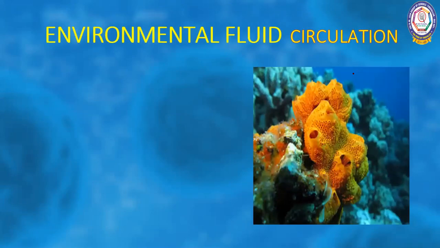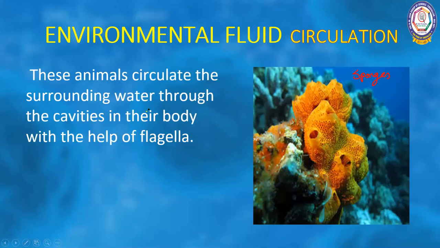Example, sponges. So in sponges, how is the circulation going to take place? It will have tiny pores. Through that pore, the circulation takes place. Just observe here. These animals circulate the surrounding water through the cavity spaces in their body with the help of flagella, otherwise called pores. Sometimes they have flagella, like hydra.